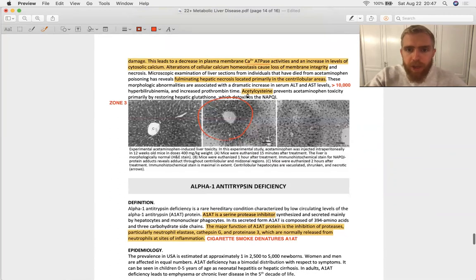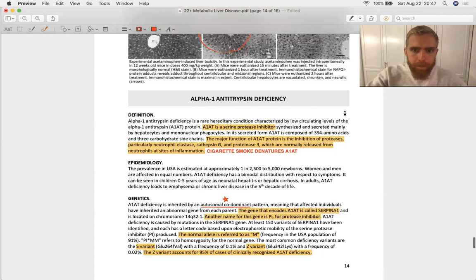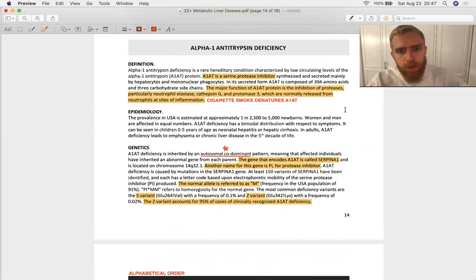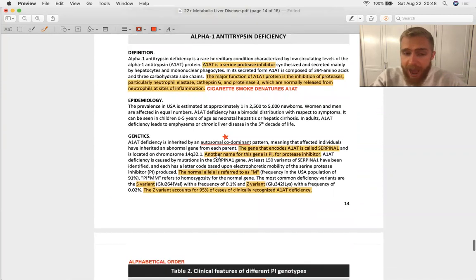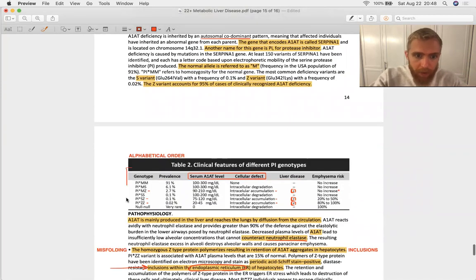How do we treat this? N-acetylcysteine, what does it do? It replenishes glutathione. It makes more glutathione so that we can get that NAPQI off of our liver. Okay, alpha-1 antitrypsin deficiency. Alpha-1 antitrypsin is a serine protease inhibitor. So protease inhibitor is the PI in these genotypes down here. We've got PIMM, that's normal.